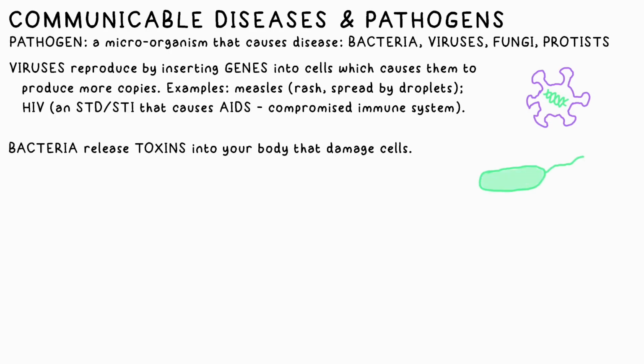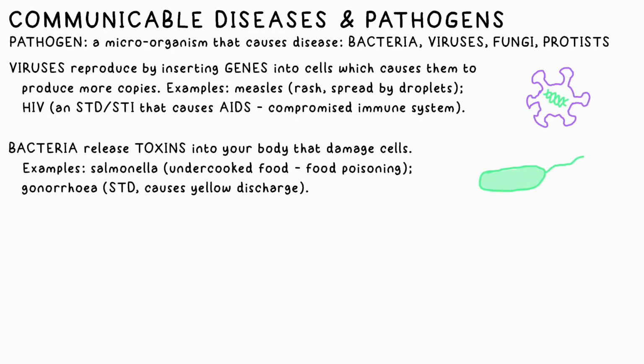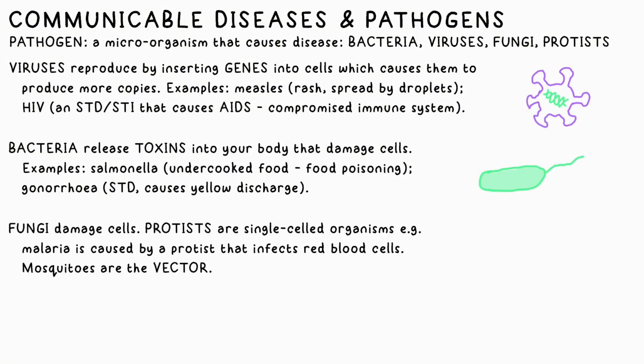Bacteria, on the other hand, release toxins that damage your body's cells, like salmonella in undercooked food or gonorrhea, another STD that causes a yellow discharge from the genitalia. Fungi do something similar, like athlete's foot, while protists do all sorts of different things. For example, malaria is caused by a protist that burrows into red blood cells to multiply, then burst out, destroying the red blood cell in the process. It's spread by mosquitoes, so we say mosquitoes are the vector for the disease.